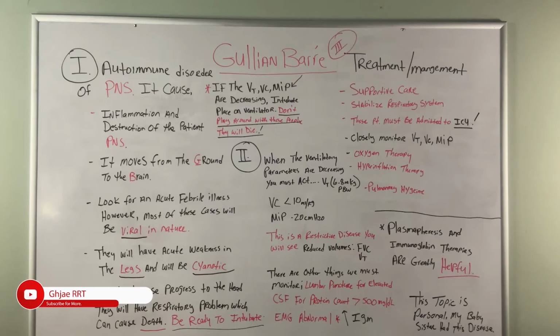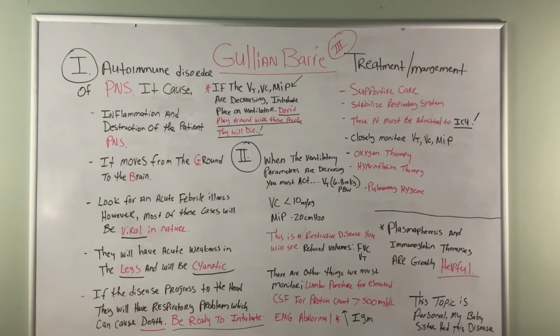When you assess these patients, look for an acute febrile illness. However, most of these cases will be viral in nature. So if the patient is complaining of leg pain or cannot walk, but they don't present with any type of fever, don't let that bother you. Continue to assess the patient. They will have acute weakness in their legs and they will be cyanotic. Here's the difficulty of this disease. If the disease progresses to the head, the patient will have respiratory problems that can cause death. And you have to be ready to intubate these people.